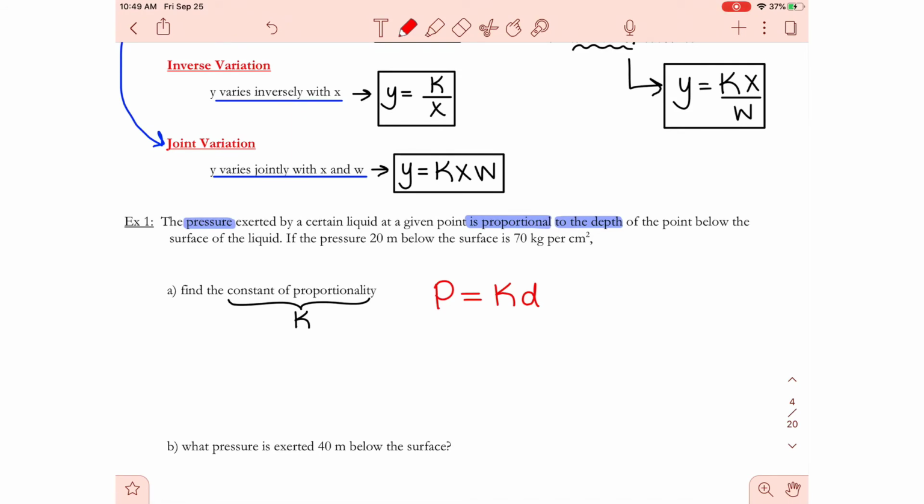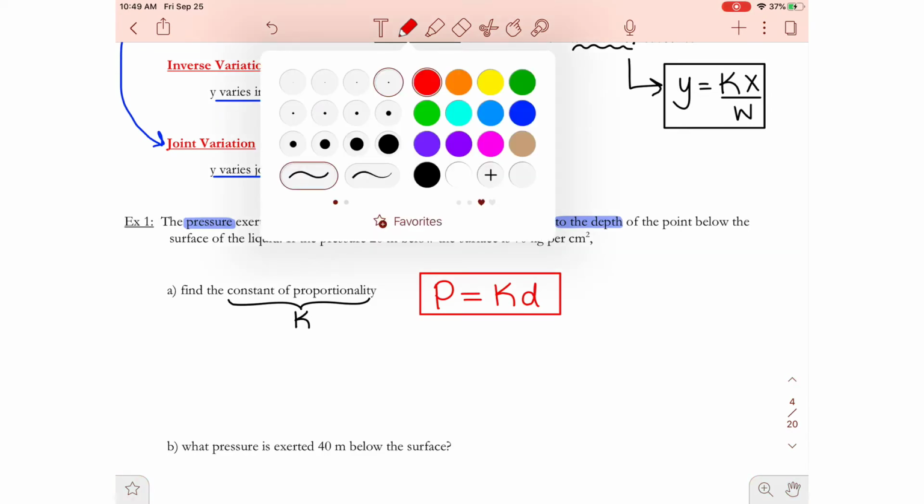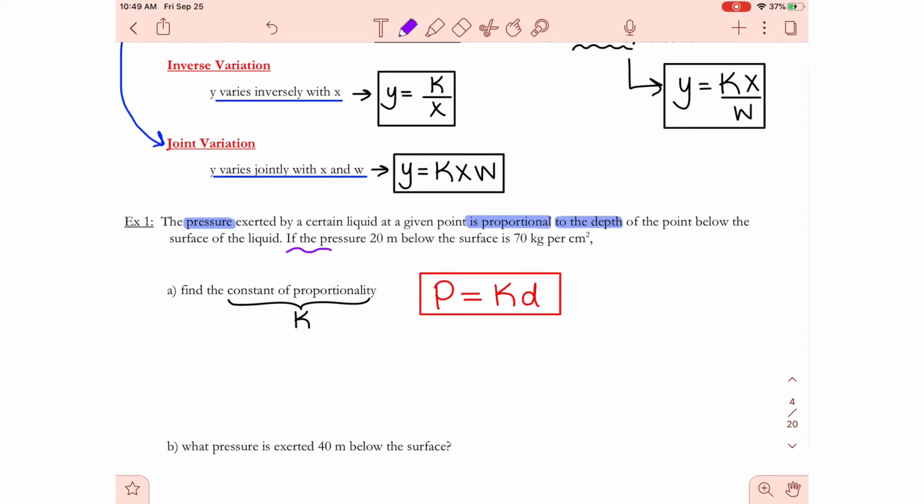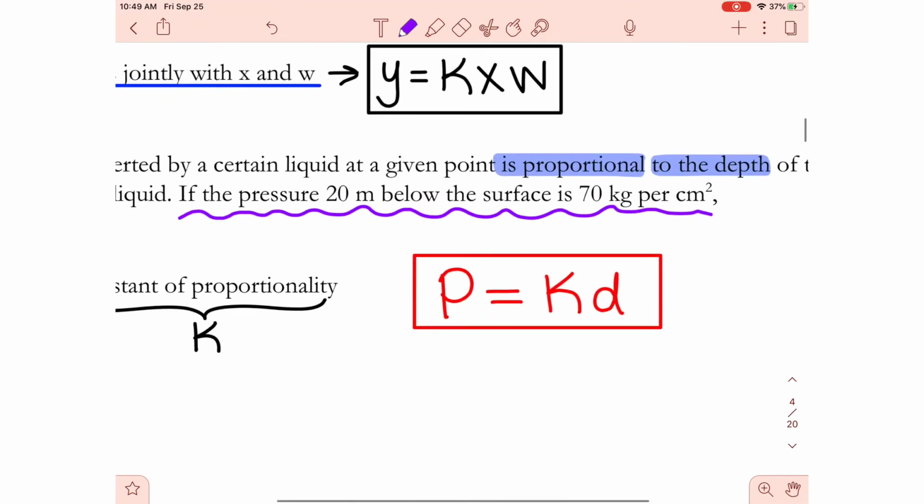So this is the formula. The hardest part of all of these is going to be coming up with that formula. The second piece of information they give you should always help you find the K value. You should be able to plug in for every letter of your equation except for K, which is exactly what we're going to do now.